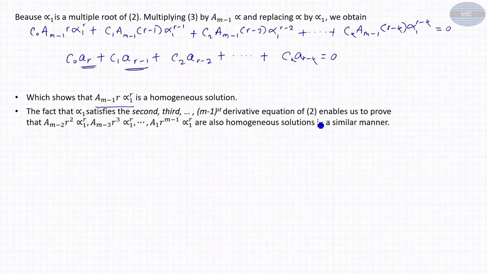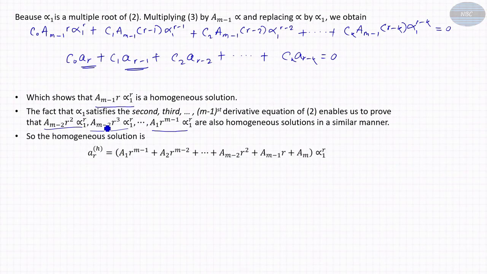So when we find the second order derivative of equation 2, then this will be the solution. When you find the third order derivative equation of 2, then this will be the solution, and so on. And when you find the (m minus 1)th derivative equation of 2, then this will be the solution. So we got that this, up to a1 r to the power m minus 1 alpha 1 to the power r, are the solutions. So the homogeneous solution can be written as the sum of those solutions.